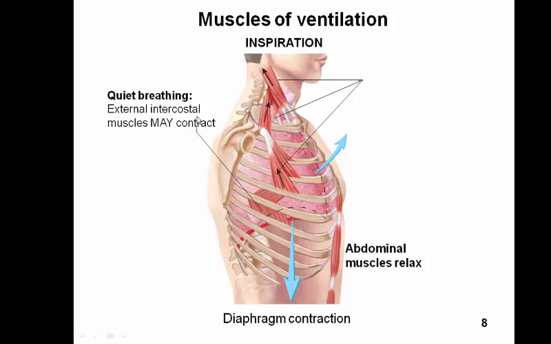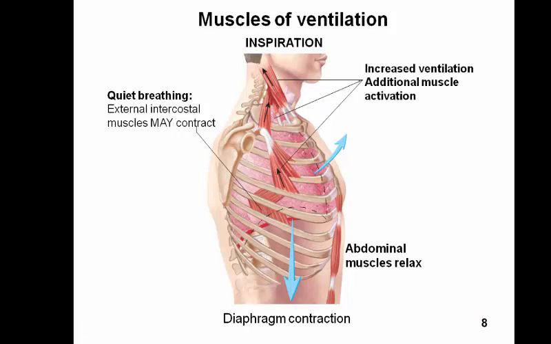So during quiet breathing, typically the diaphragm muscle is the main one that's active, but in some cases the external intercostal muscles may assist the diaphragm muscle. And as you can see, those muscles that are located in between the rib cages, when these muscles contract, they have the effect of separating the ribs from each other.